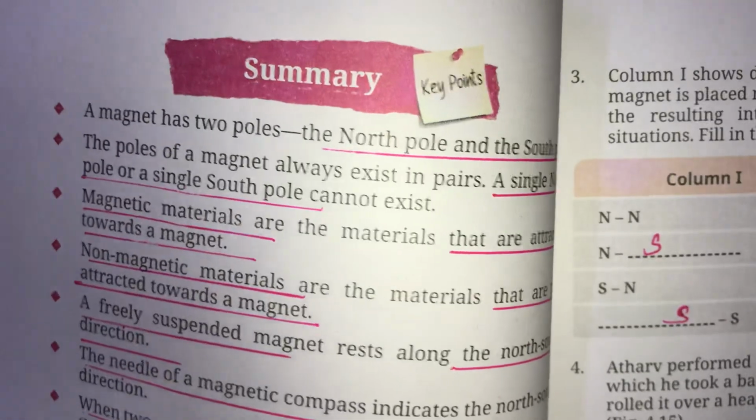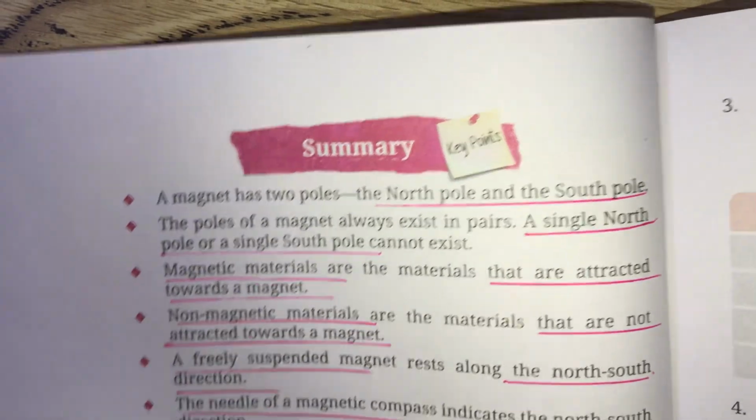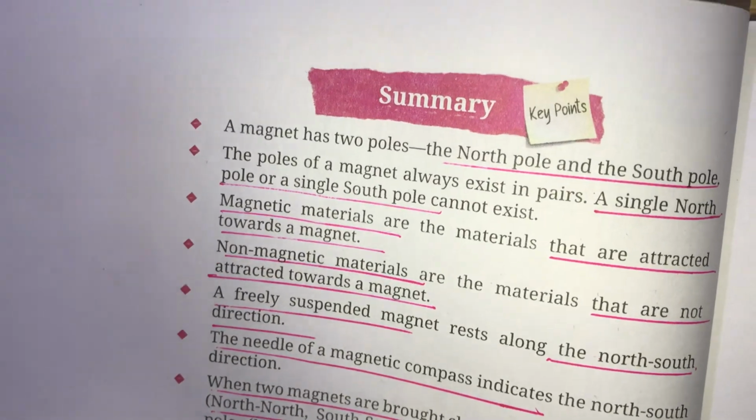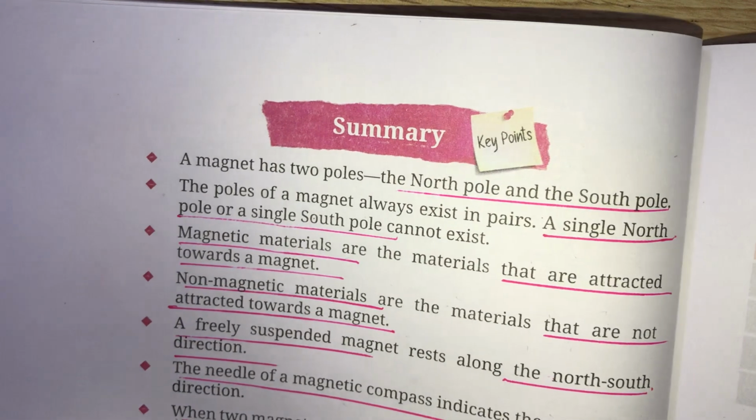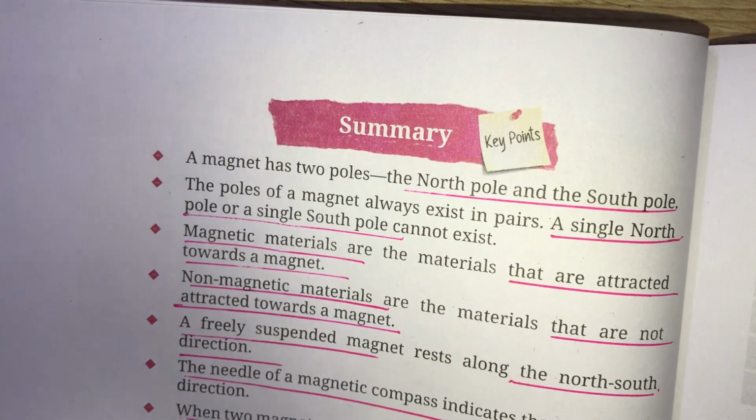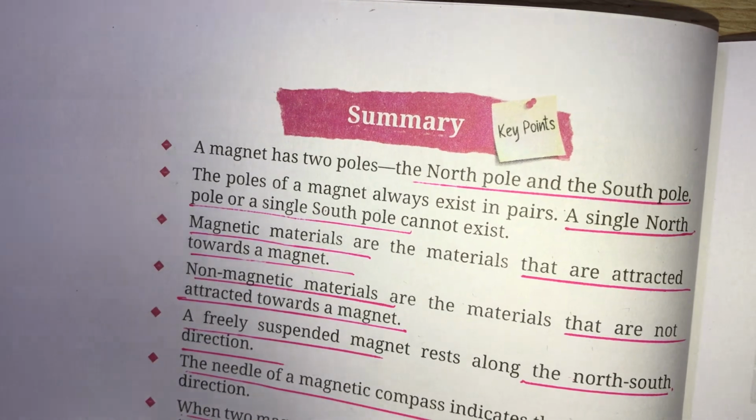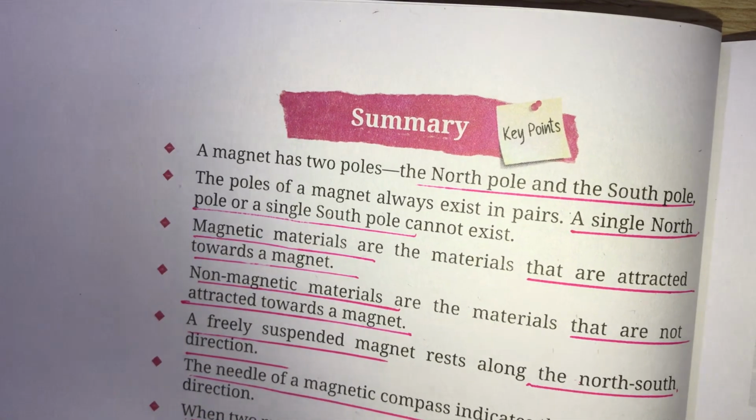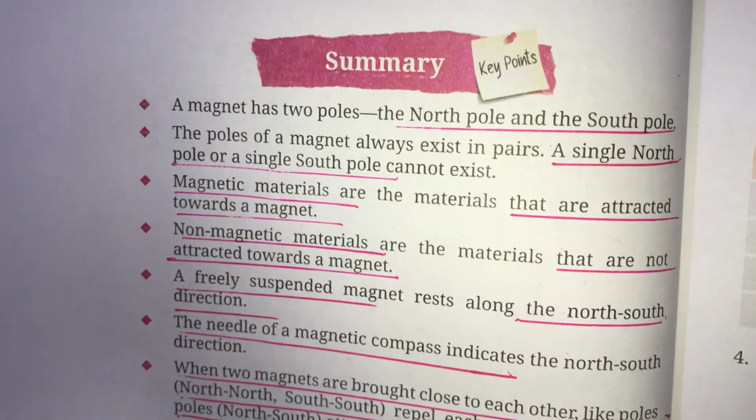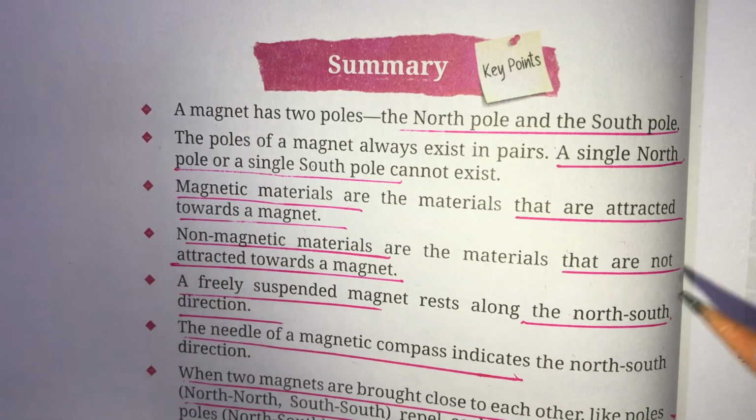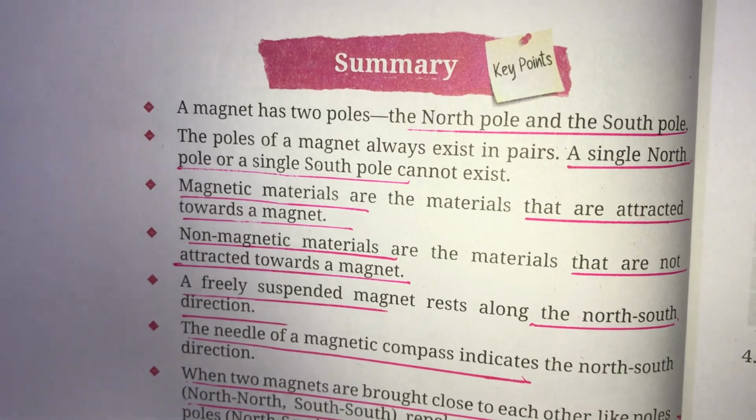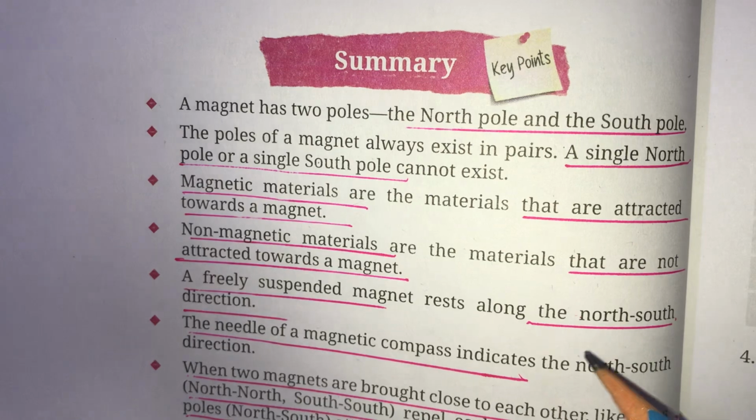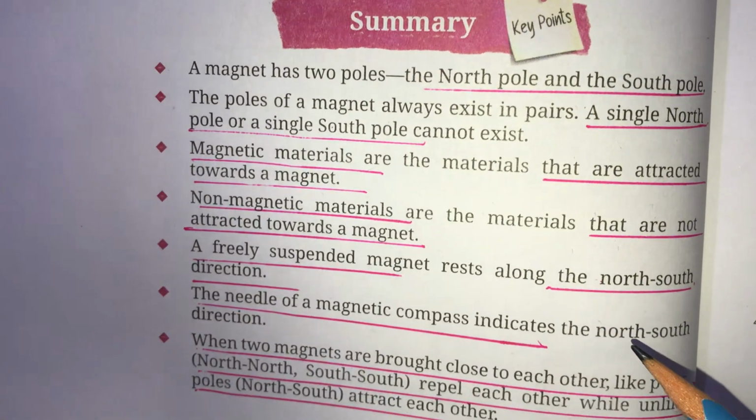Now we are going to see the summary points of what you have studied in this introduction to the magnetism lesson. A magnet has two poles, north and south, and on suspension it always directs towards the north and south. Two poles of a magnet always exist in a pair. A single pole of a magnet cannot exist. Magnetic and non-magnetic materials: the materials which are attracted towards the magnet are called magnetic materials, and those which are not attracted are called non-magnetic materials.